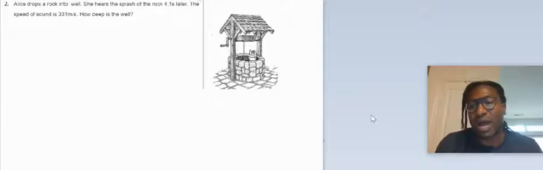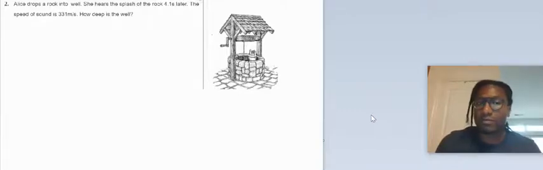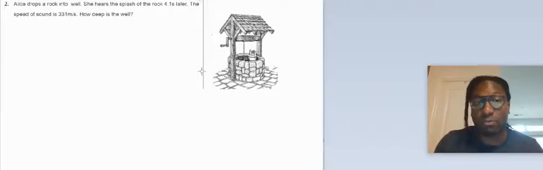So it says Alice drops a rock. So the rock has to travel down the well. Then the rock hits the water, makes a splash noise, and then the sound wave has to travel back up until Alice can hear it. We know that whole thing takes 4.1 seconds. So let's look at that.